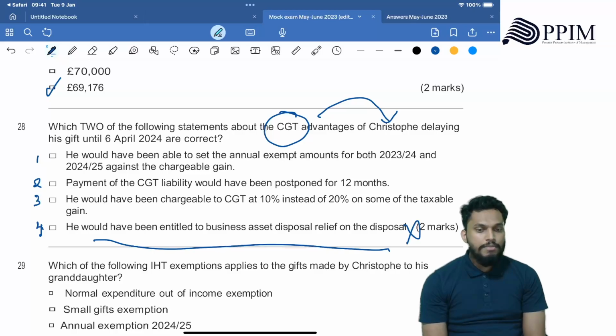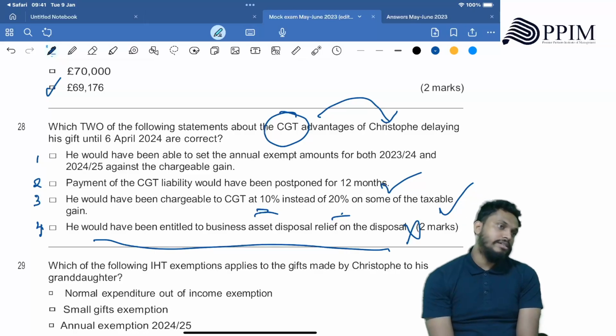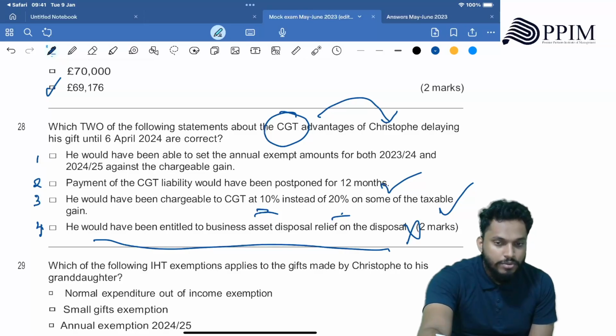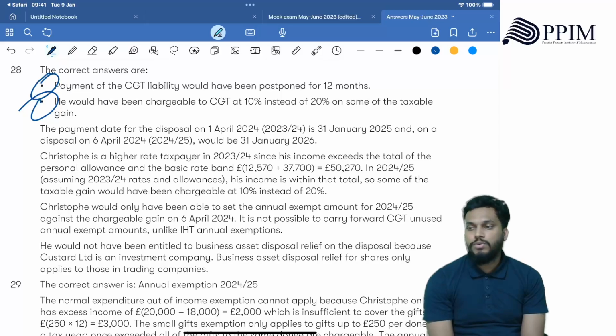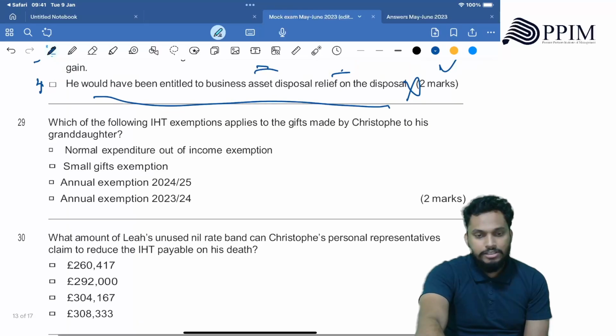So then he would have been able to get annual exempt amounts for both the years 23/24 and 24/25 against the chargeable gains. Can he get both the years? No, he can't. But the payment of the CGT would have been postponed by 12 months. That is okay. And he would have been charged 10% and 20% on taxable gains. That is correct, because certain portions will be charged at 10%, certain portions will be charged at 20%. So they are also agreeing with us, right? So they are also saying those are the two things that you need to understand. Clear? Fine.